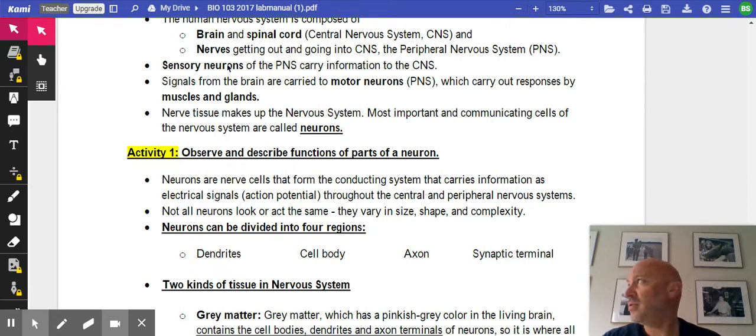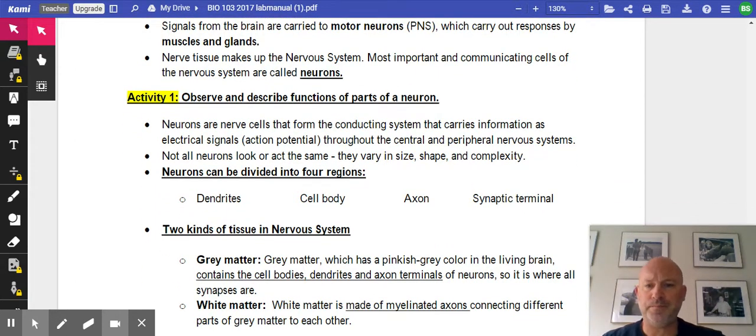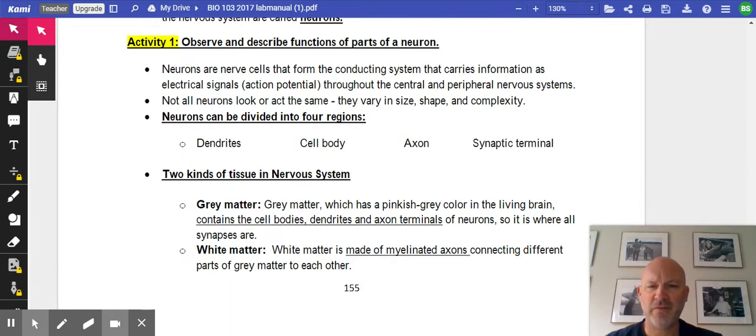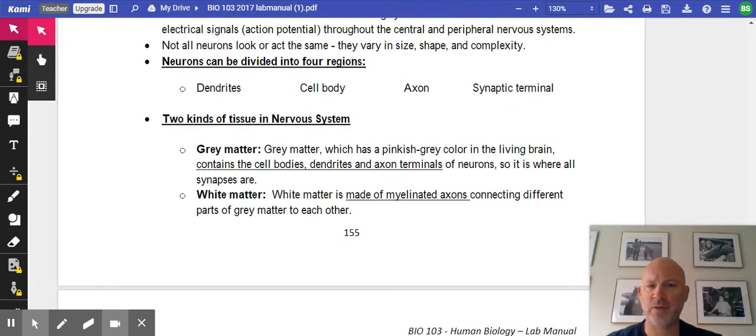All right, and the basic unit of structure and function for the nervous system is the cell that carries signals. These cells are called neurons. The nerves carry information as electrical signals, also referred to as action potentials, through the entire nervous system. And we can divide these neurons into different parts, including dendrites, cell bodies, axons, and synapse. We'll show you what those look like in just a minute.